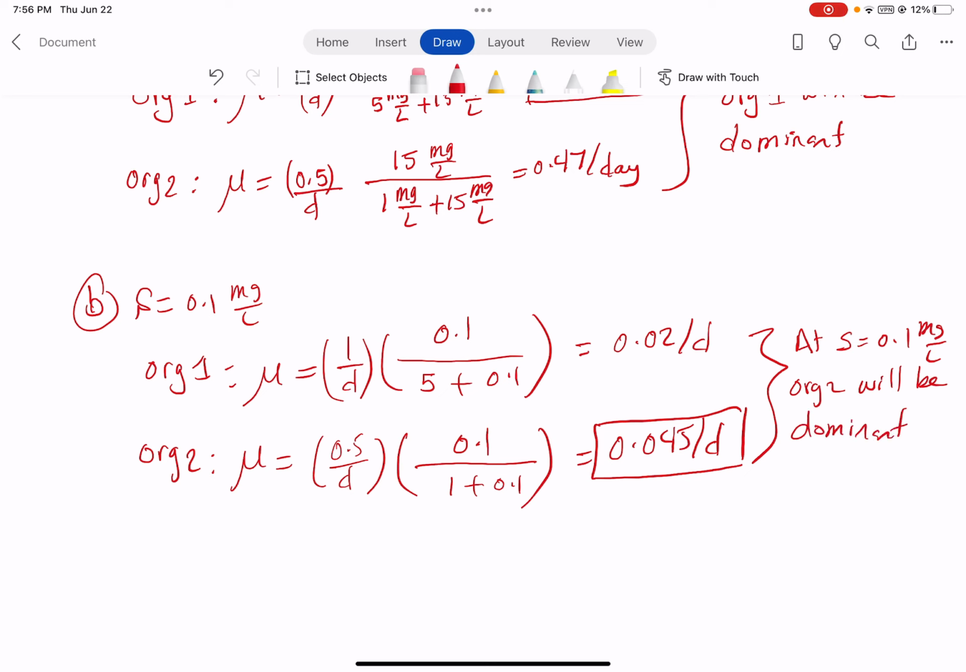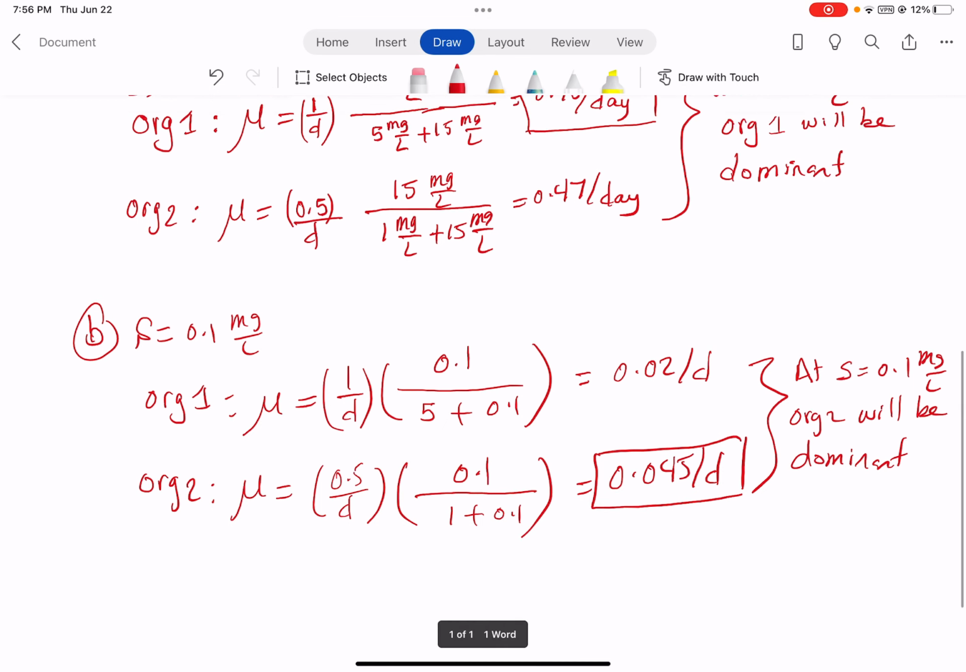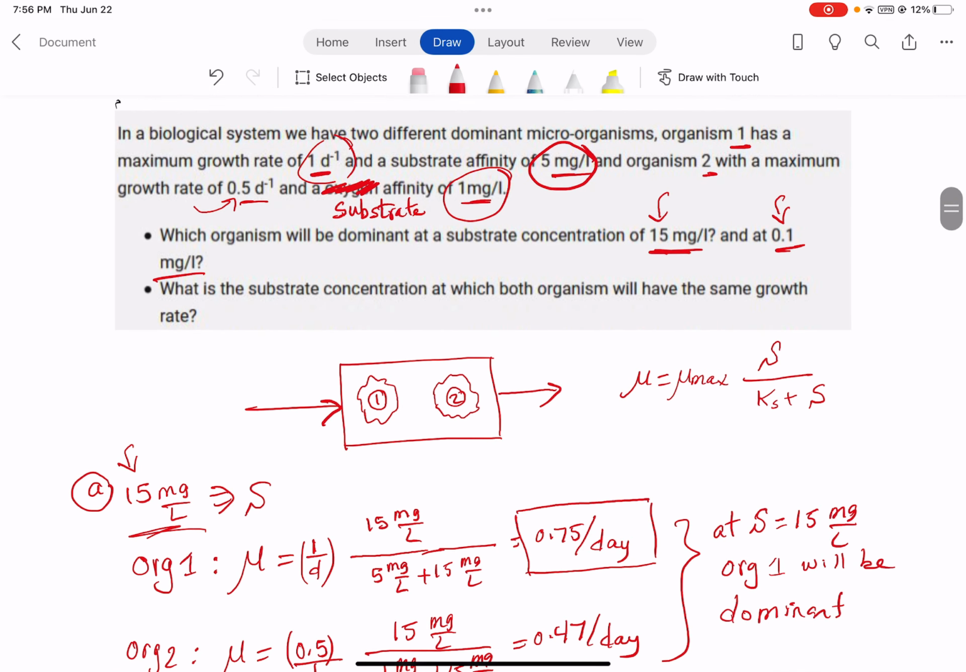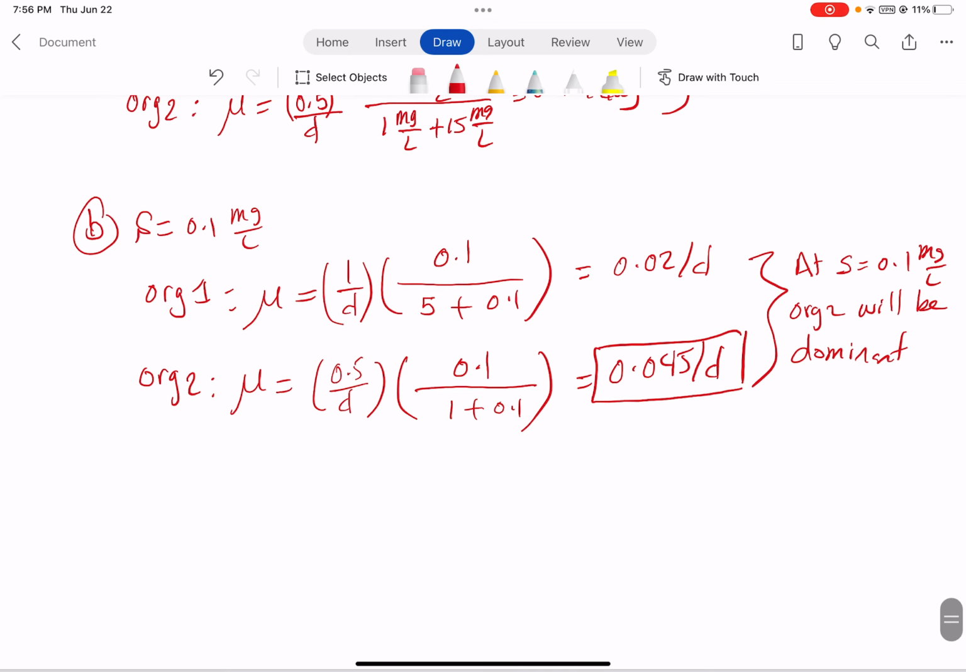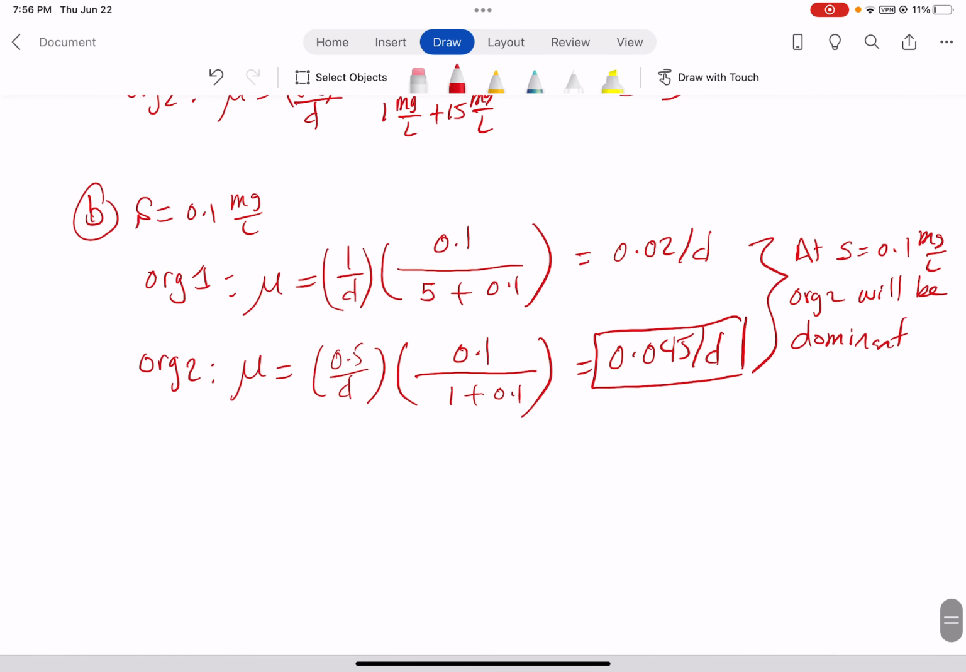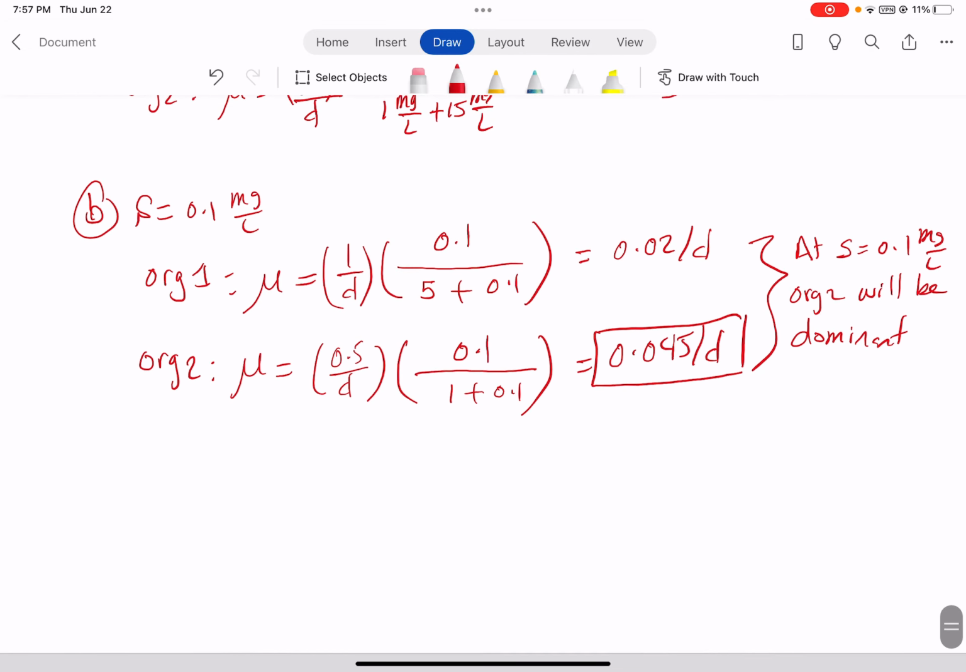Okay, so now let's look at the second part of the problem. Now, we gave them two food concentrations, 15 and 0.1. Now, what is the substrate concentration at which both organisms will have the same growth rate? So, what is the food concentration when we just give it to the reactor, both of them will have the same growth rate? So let's look at this. Let's see, this is C.